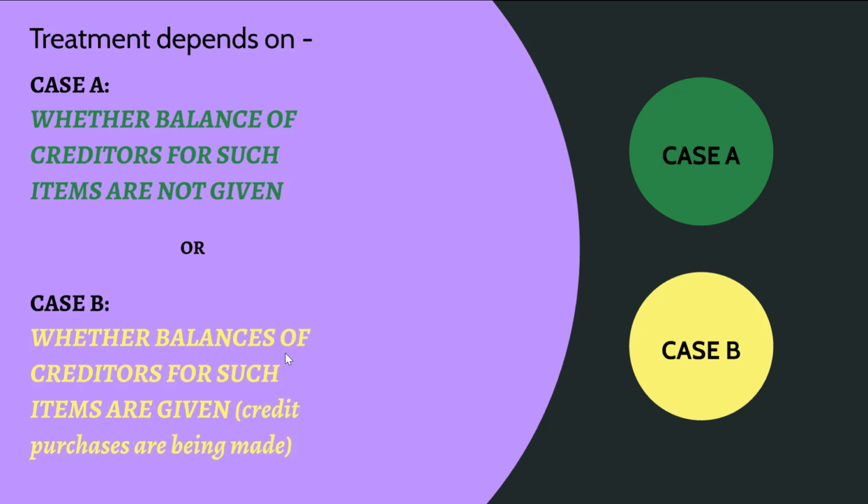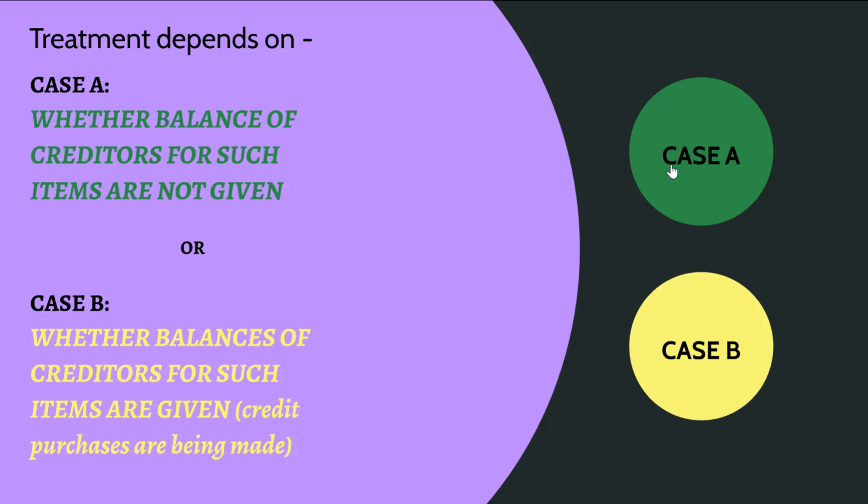Now, in case the balances of creditors for such items are given, we know that purchases on credit are also being made. However, where the balance of creditors for such items are not given, then credit purchases are not being made. So we'll deal with these two cases separately.